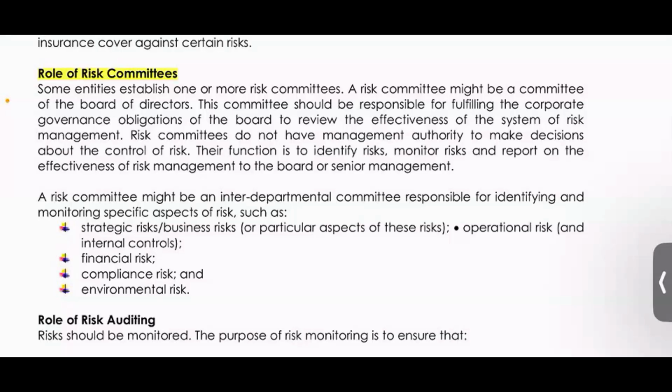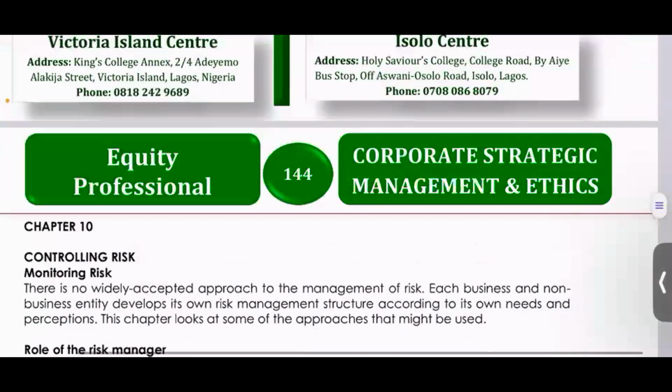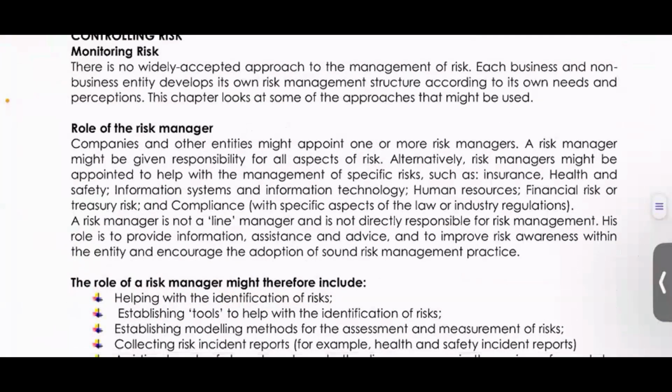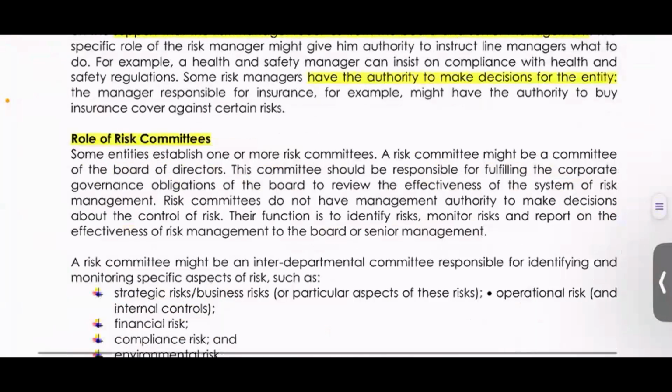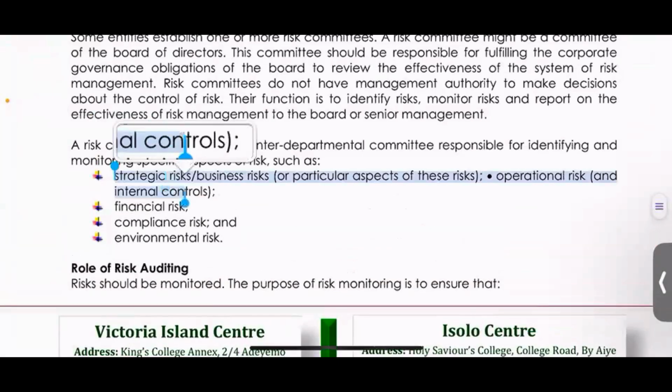Now, you see here again, they've outlined the specific risks that are being managed by the risk committee. Can you see? So for the risk committee: strategic and business risks, operational risks, financial risks, compliance risks, and environmental risks. They don't have information system and information technology risks, and they also don't have human resource. So please, all these things are very small things, but they make all the difference.